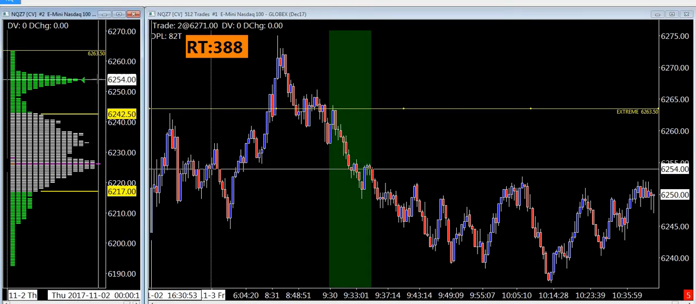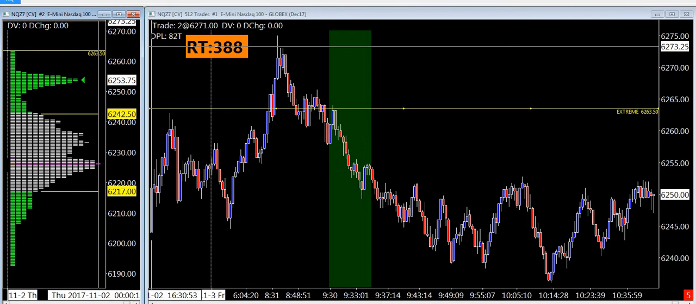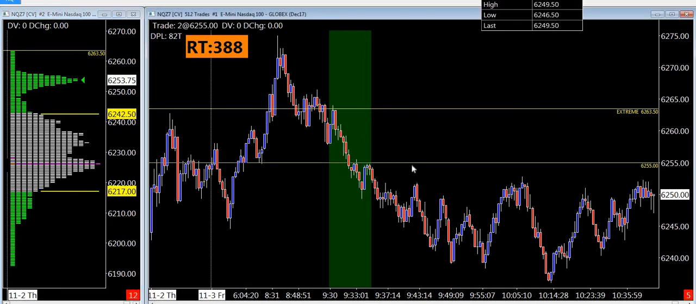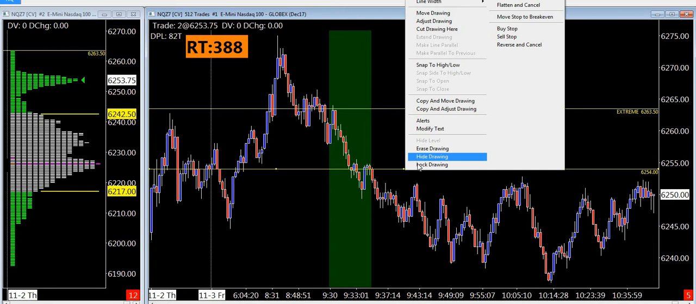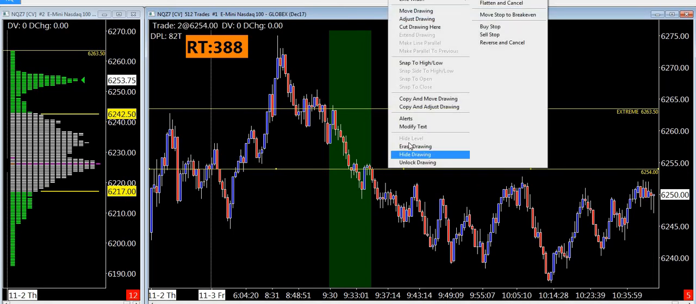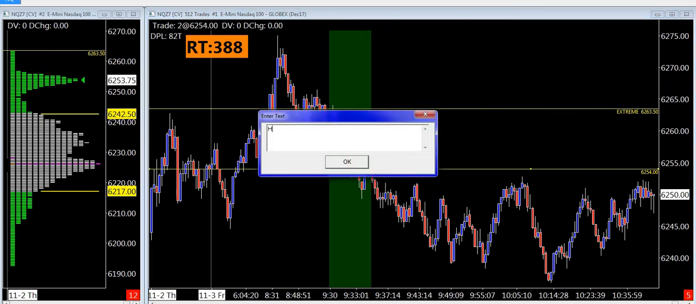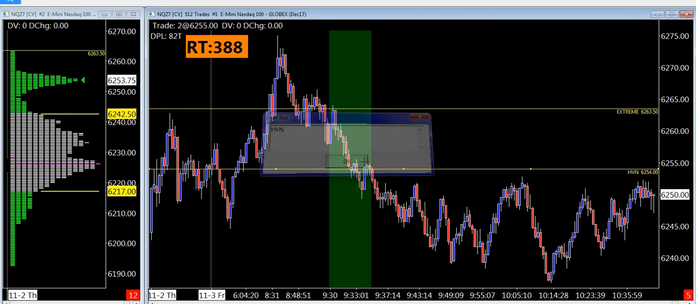Okay, so this here is a high volume node at 54. At 54. So here's a 54 high volume node, and lock it in. Right click, modify, and abbreviation HVN.